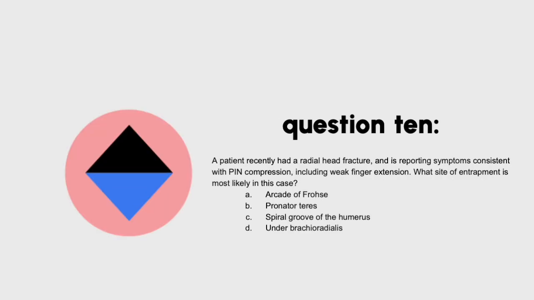And question 10, correct answer here is A, the arcade of Frosch. I realized that I totally spelled it wrong the first time that you saw this slide, so sorry about that. I fixed my mistake.